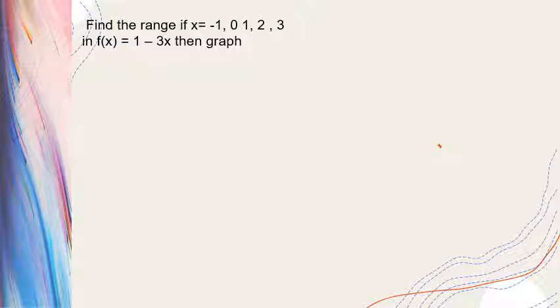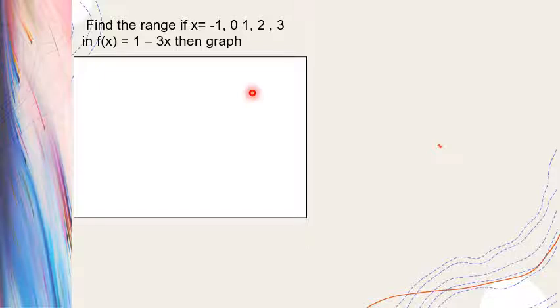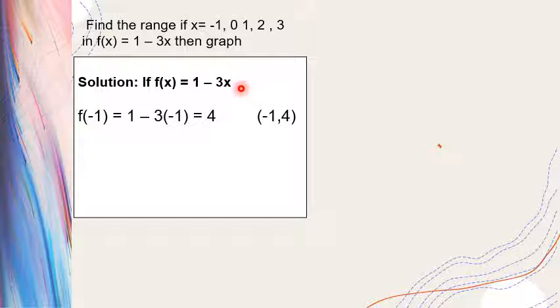Let's have another example. Find the range if x equals -1, 0, 1, 2, and 3 in f of x equals 1 minus 3x, then graph. So these are the solutions. Again, substitute the x. So f of -1 equals 1 minus 3 times -1. Negative 3 times -1 is positive 3. Then 1 plus 3 is 4. So we can write this as an ordered pair, -1 and 4.